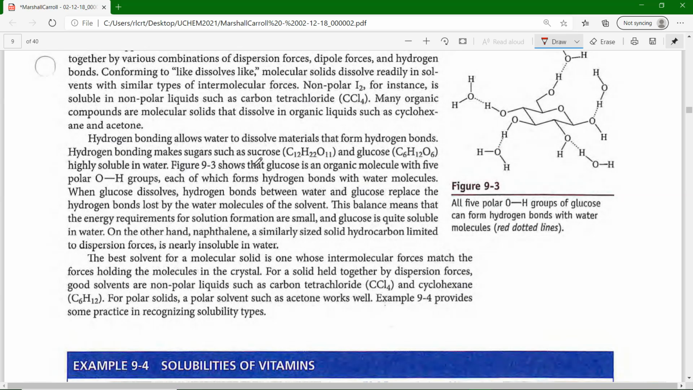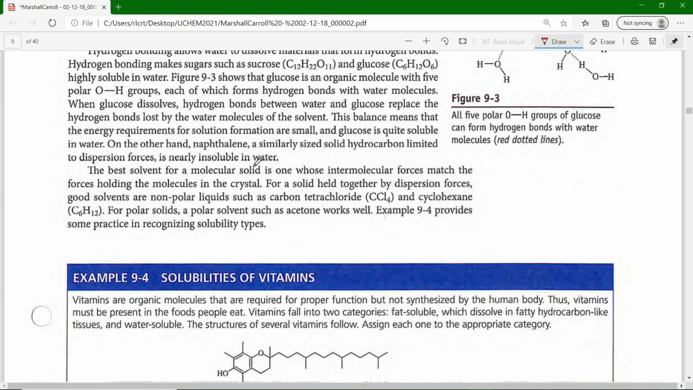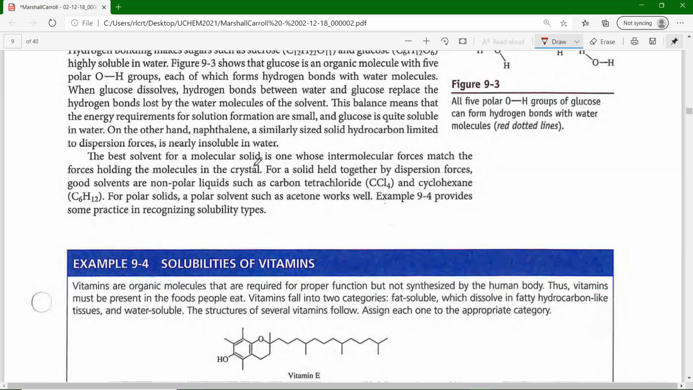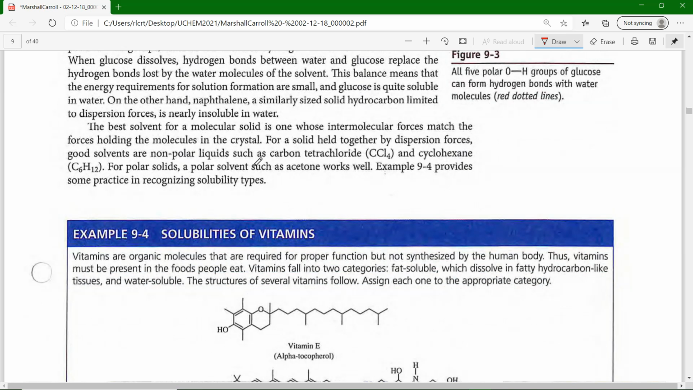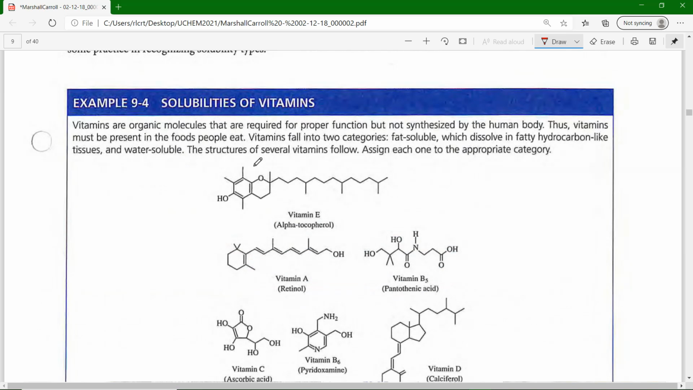The best solvent for a molecular solid is one whose intermolecular forces match the forces holding the molecules in the crystal. So for a solid held together by dispersion forces, good solvents are nonpolar liquids, such as carbon tetrachloride and cyclohexane. For polar solids, a polar solvent such as acetone works well.